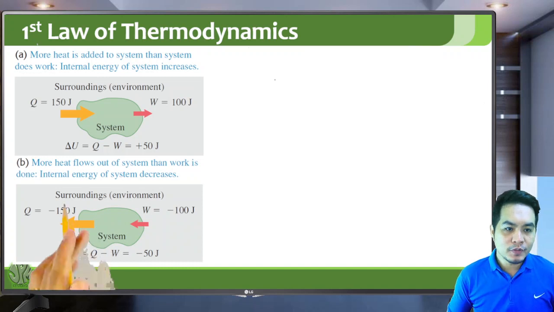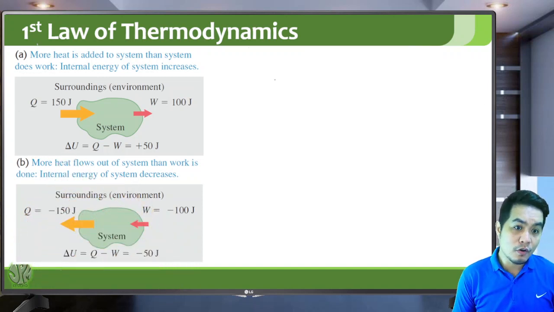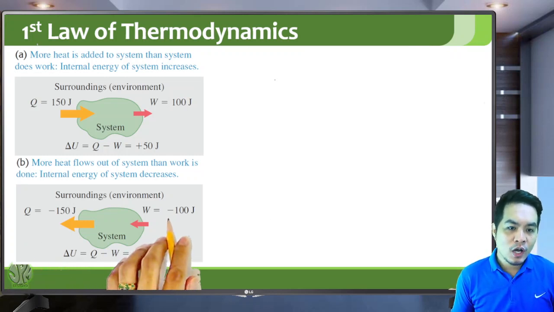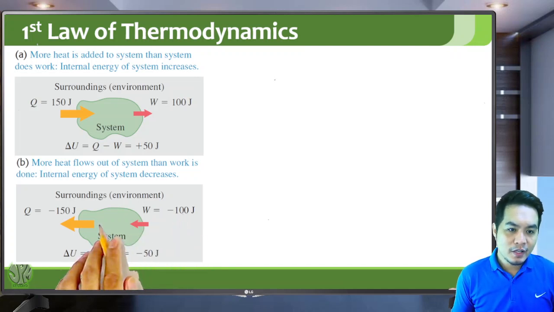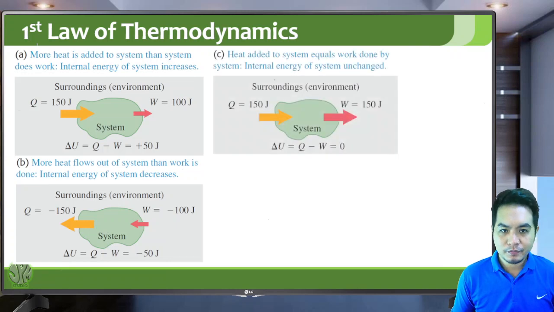So you get positive 50 joules. In this example, if more heat flows out of the system than the work done on the system, then the internal energy of the system will decrease. So in this case, there's negative work, meaning work is done on the system. And then there's negative heat, meaning heat is released by the system. So if you calculate the change in internal energy of that, Q is negative 150 minus negative 100, you will get negative 50 joules. So meaning the internal energy of the system decreases.